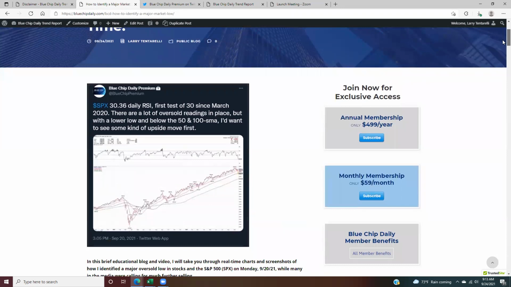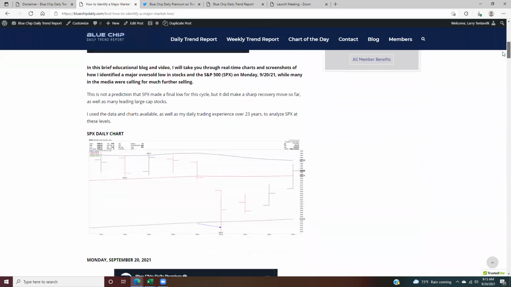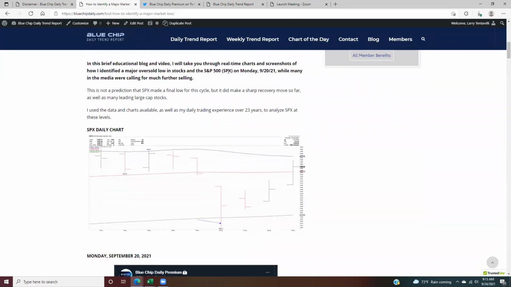So we're going to take a look at the S&P, and in this blog and video, I'm going to walk you through a real-time chart. This is not a prediction that the S&P has made the final low for this cycle, because as we know, the markets are very, very news driven. We don't know what the next news bite is that comes out, but the S&P did put in a sharp recovery move so far, as well as many leading large cap stocks.